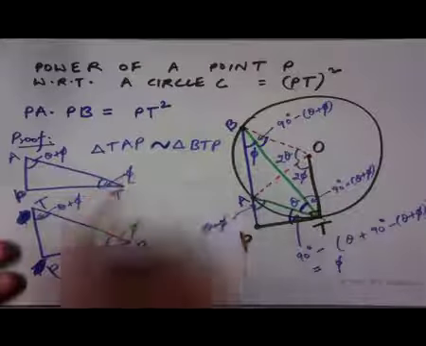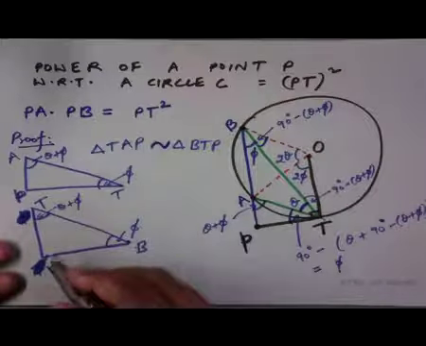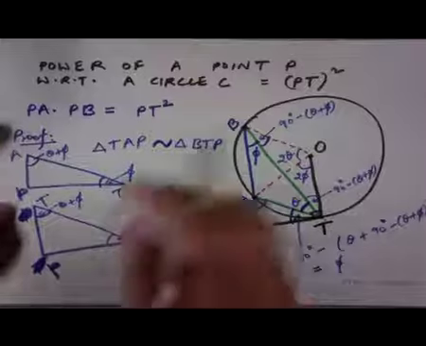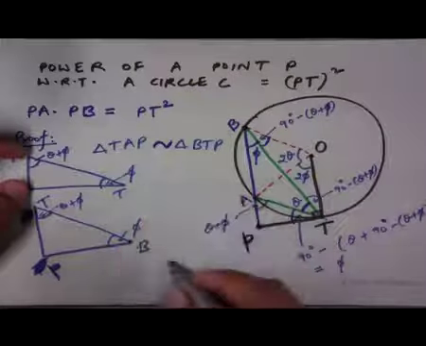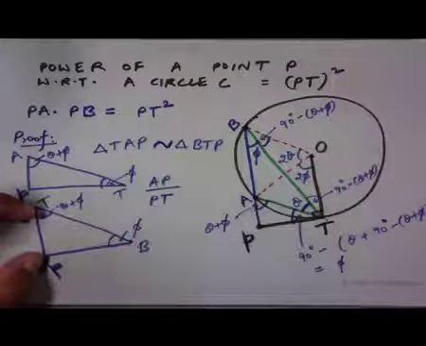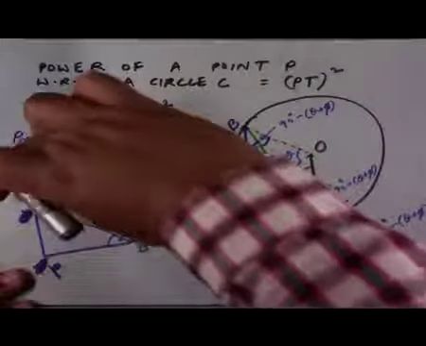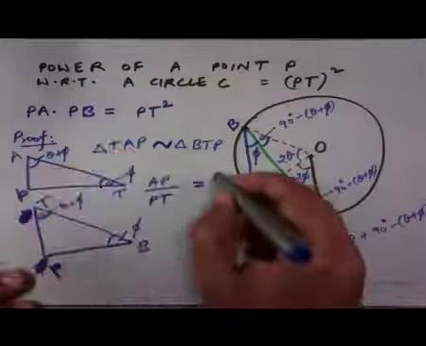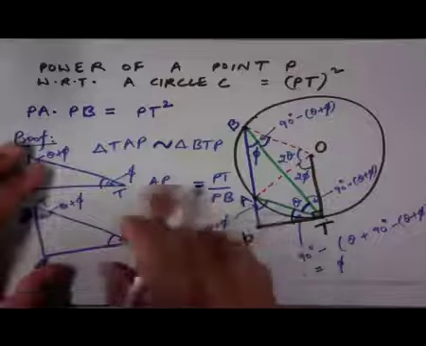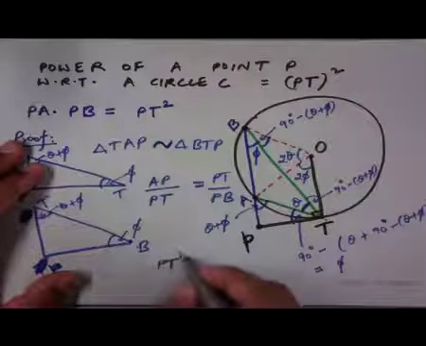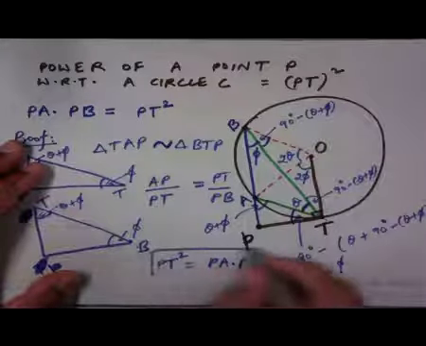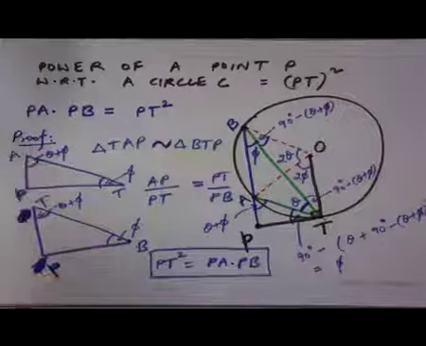And since they are similar, from the similarity ratios, we get that AP divided by PT must be equal to PT divided by PB. And then from here it is clear that PT square is PA times PB. So, this proves this statement.